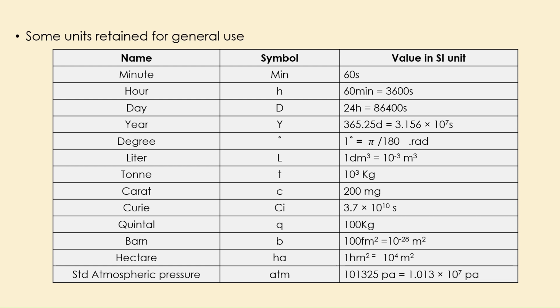Barn B is equal to 100 femtometer square, which is equal to 10 to the power minus 28 meter square. Hectare HA is equal to 1 square hectometer, that is 1 hm square, which is equal to 10 to the power 4 meter square. Atmospheric pressure, ATM, is equal to 1.013 times 10 to the power 7 Pascal.